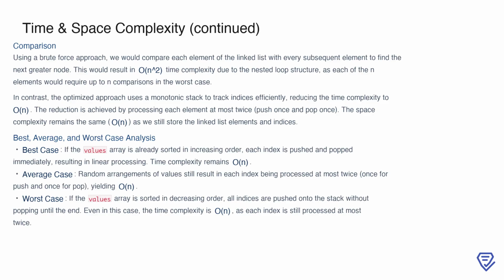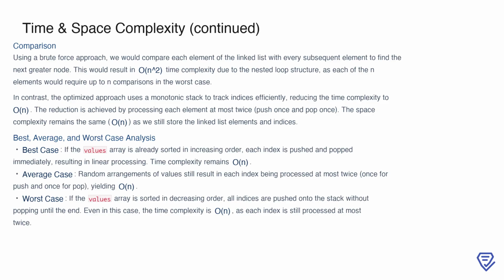The optimized approach, on the other hand, uses a monotonic stack to track indices efficiently. By processing each element at most twice, once during a push and once during a pop, we reduce the time complexity to O(n). While the space complexity remains O(n) in both approaches due to the storage of linked list elements and indices, the optimized approach offers significant improvements in runtime.